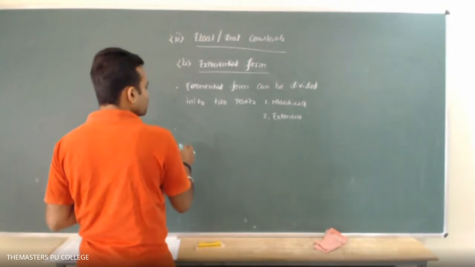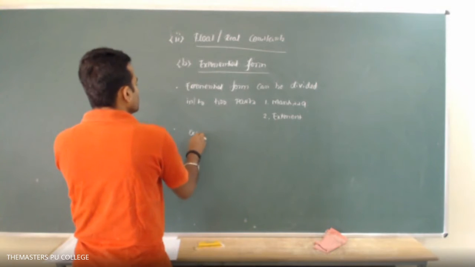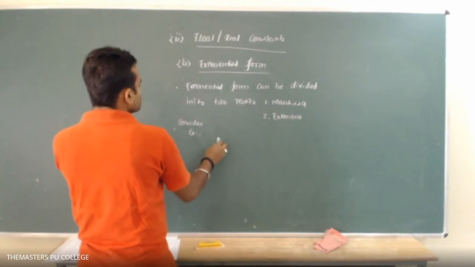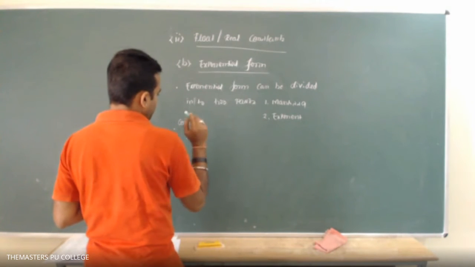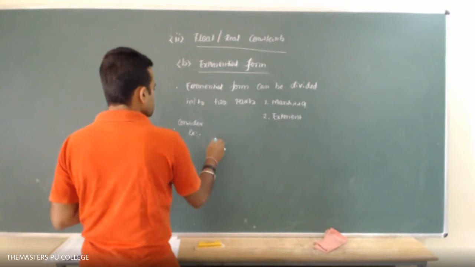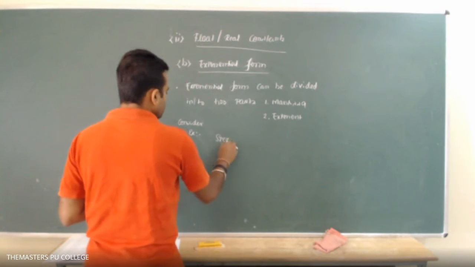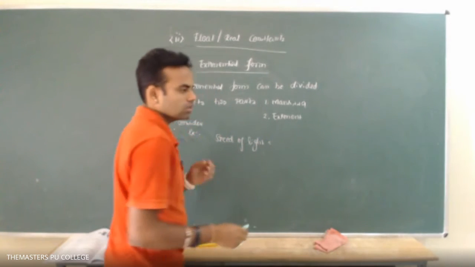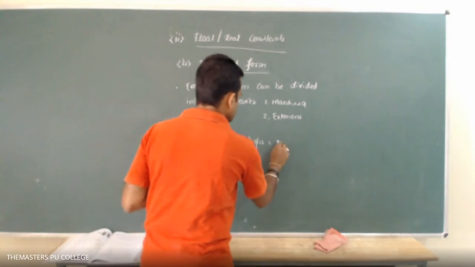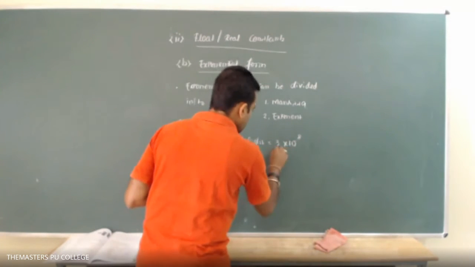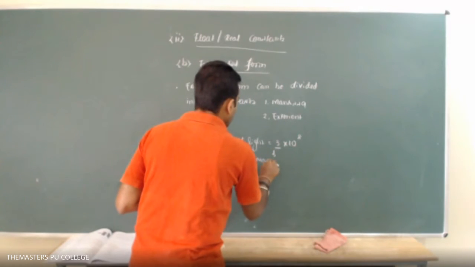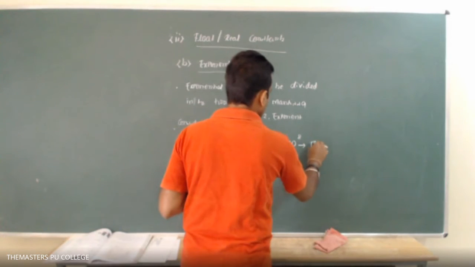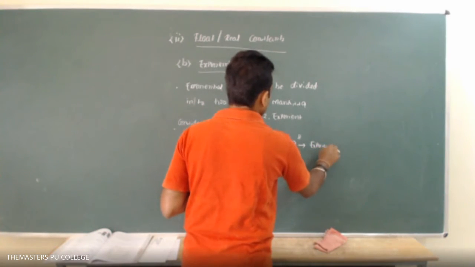Okay, consider this example. The speed of light is 3 into 10 to the power of 8. This 3 is what we call the mantissa. Okay, so this 10 power 8 is what we call the exponent. Right?